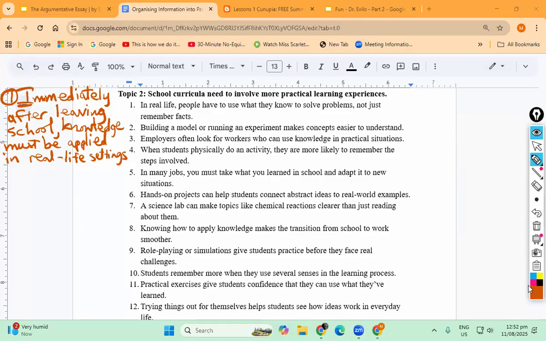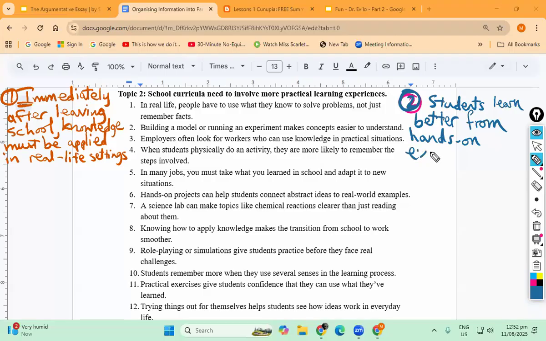And the next reason is, maybe some of you have spotted it. Let me change the color. Some people didn't like the pink. Excuse me. Some people learn better. Well, let me change this to most people. Students learn better from hands-on experiences, right?